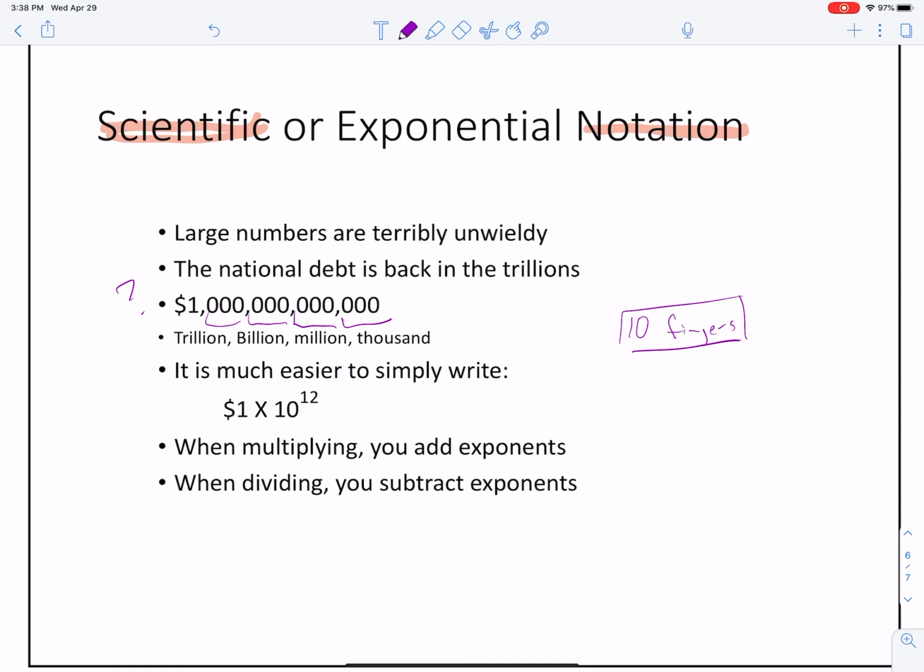So what I want you to notice here is this. It's really much simpler to write this as 1 times 10 to the 12th. Now, I want you to count the zeros, okay? So when we start counting zeros, we have 3, and then another 3, and another 3, and another 3. So 3 plus 3 plus 3 plus 3 is equal to what? 12. You see that?